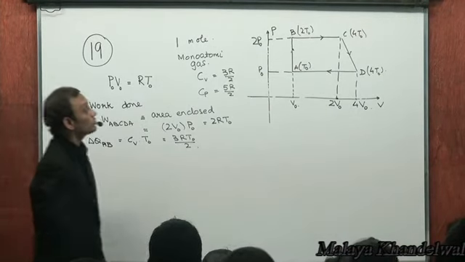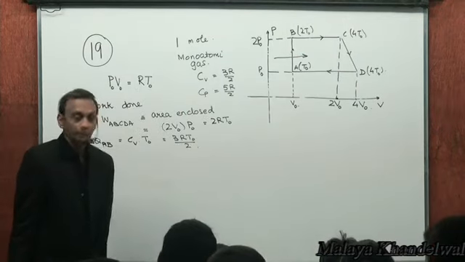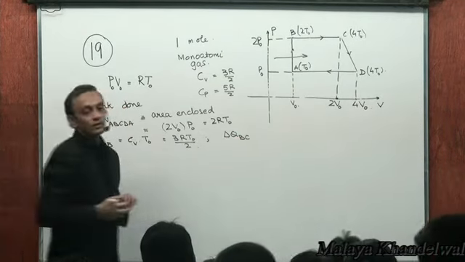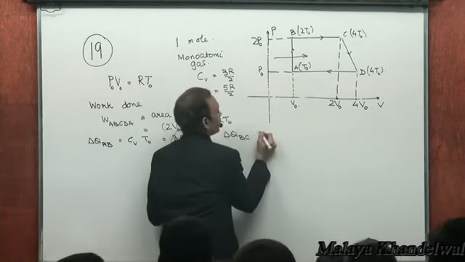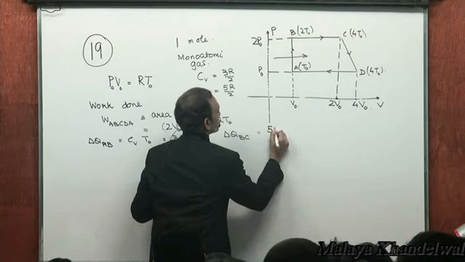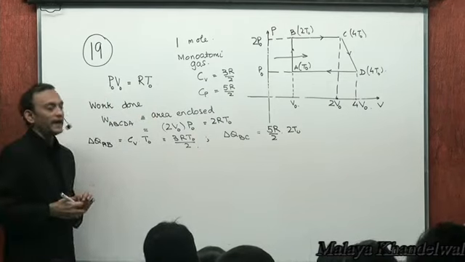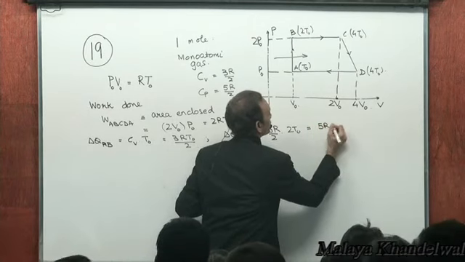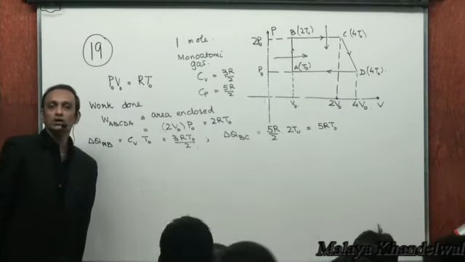Now, what about BC? Isobaric process. Heat supplied would be nCP delta T, right? n is 1 mole, CP is 5R by 2, and delta T is 2T0. That makes it 5RT0, positive heat. So this will also be there. Yes or no?